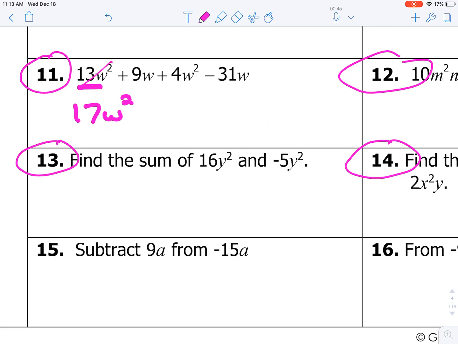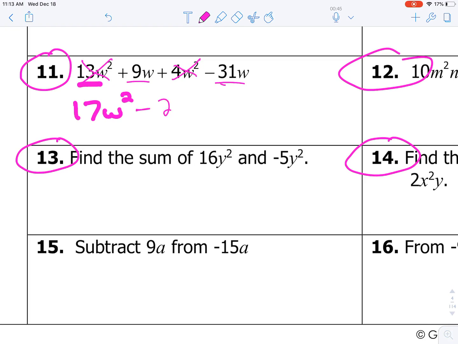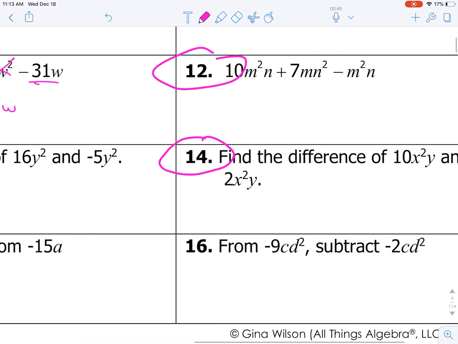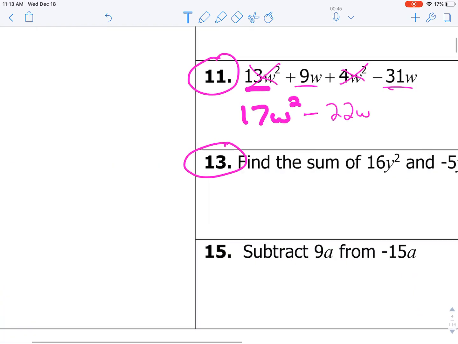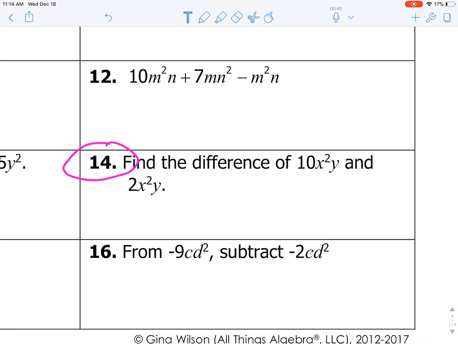All right, so we've taken care of that. We've taken care of that. Now we just got to go here and here. 9 minus 31, if you don't know that one in your head, you could certainly use a calculator, and you would get negative 22w. All right, 12 would be the same.